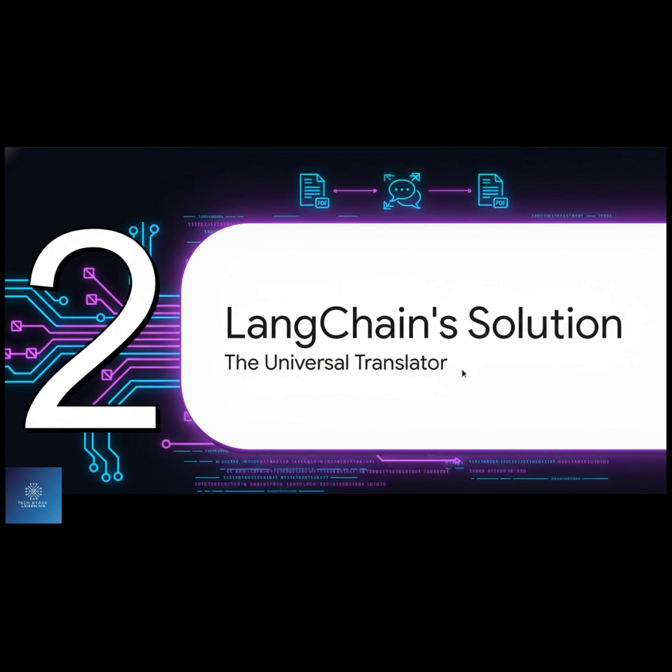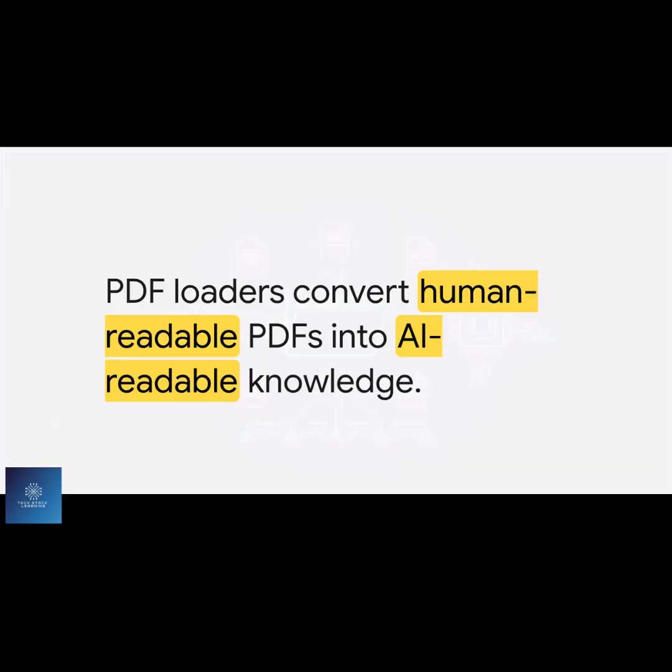But don't worry, this isn't a story of doom and gloom. This is exactly where LangChain steps in with a really elegant solution. Think of it as a kind of universal translator. And this slide just puts it perfectly. A PDF loader takes that visual, human-centric document and transforms it into structured, AI-readable knowledge. It's the critical bridge between the messy world of PDFs and the nice, orderly world that language models need.